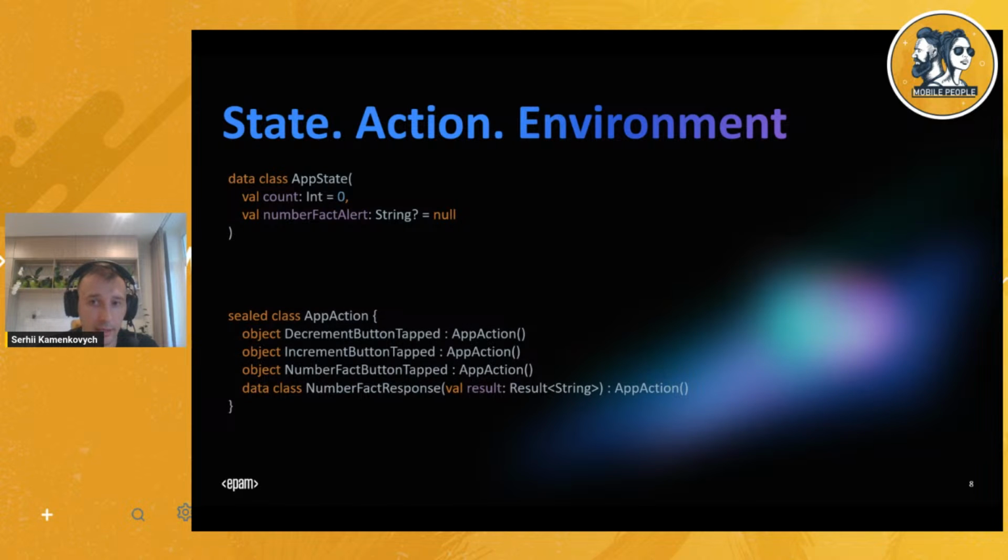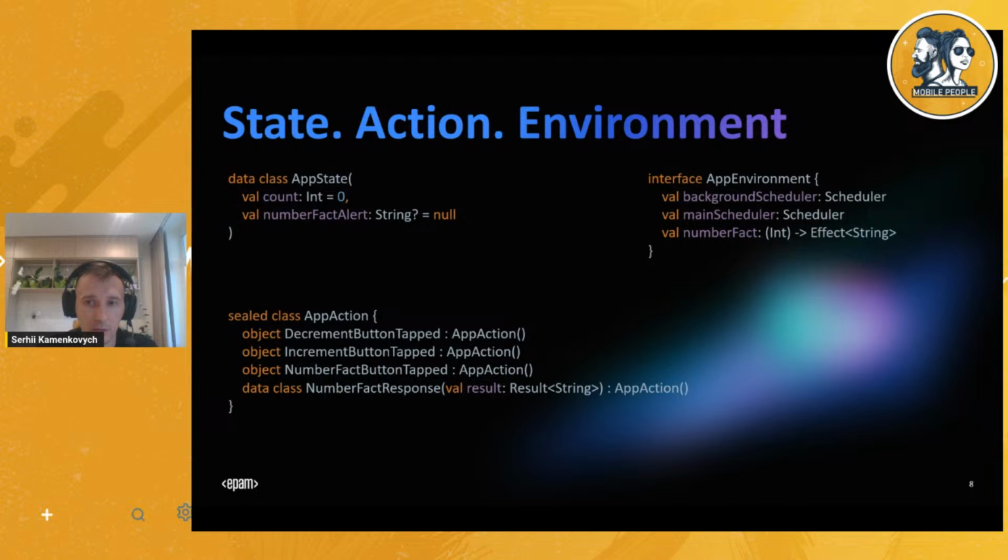App action can be a sealed class or interface, whose implementations are all actions that should be handled by reducers. Of course, it can be any object or class without the sealed, but in that case, it might be problematic to handle all the actions inside the reducers and to know which actions we should handle. So that's why sealed here is an option.